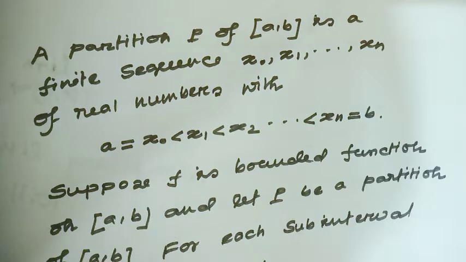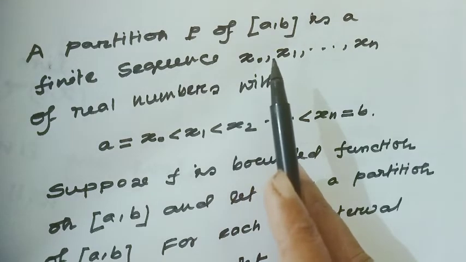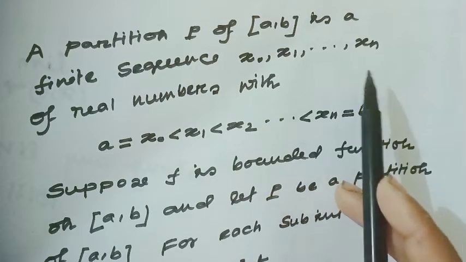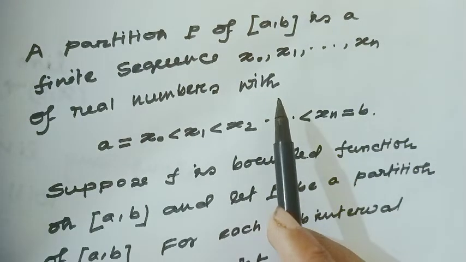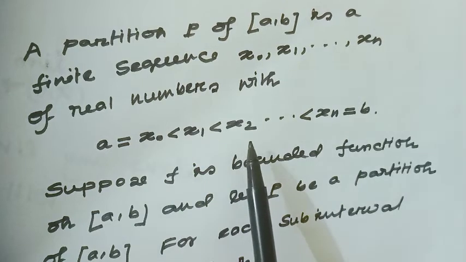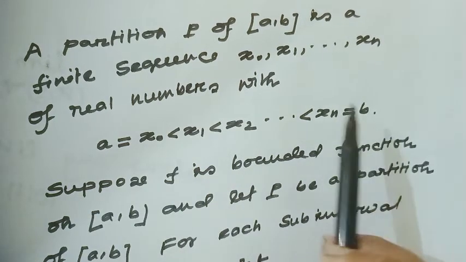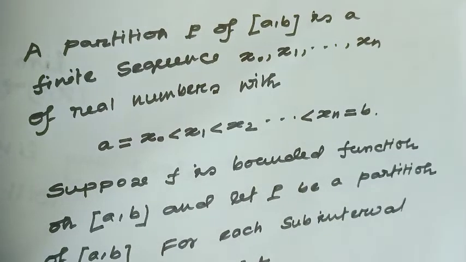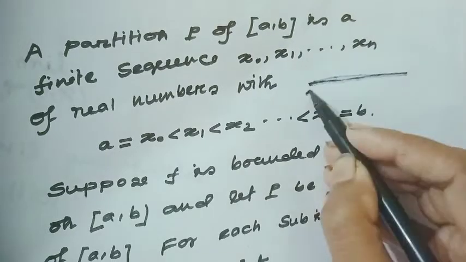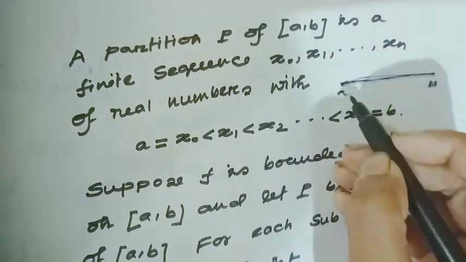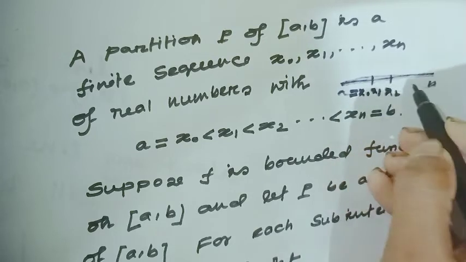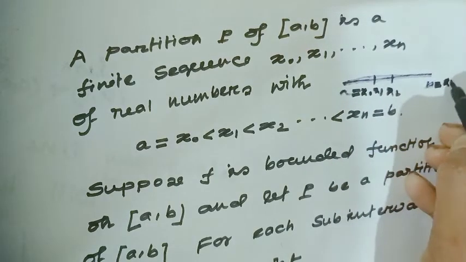Just see. A partition P of the closed interval [a, b] is a finite sequence x0, x1 up to xn of real numbers with the condition a = x0 < x1 < x2 up to xn = b. This is the partition of the closed interval [a, b]. That means this is the line from a to b, which is partitioned by a = x0, x1, x2 up to xn = b. Okay?